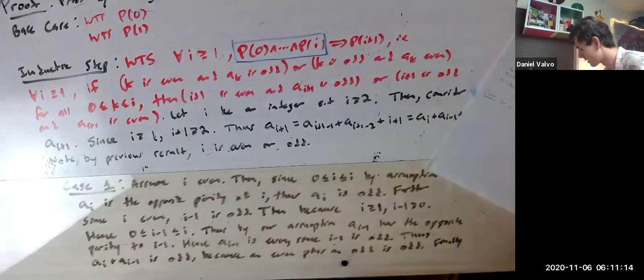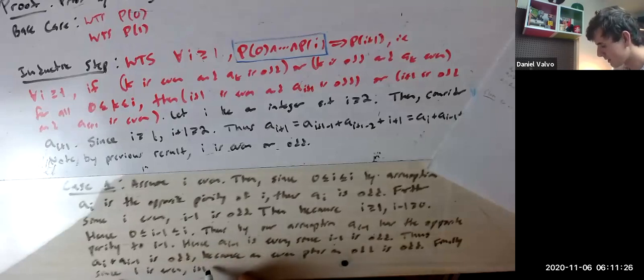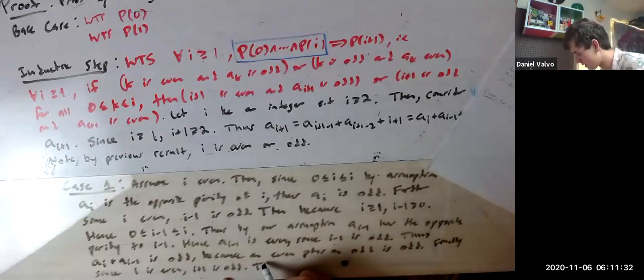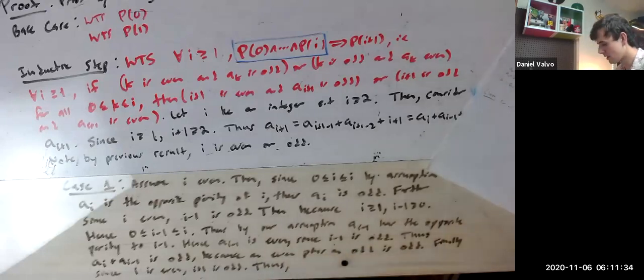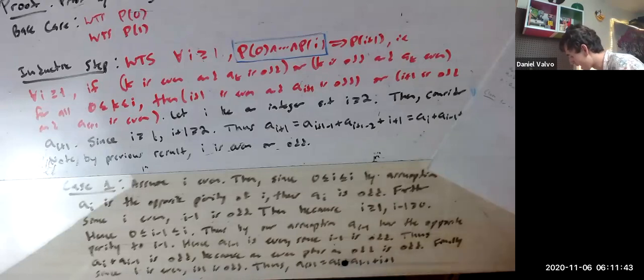Finally, since i is even, i plus 1 is odd. Thus, a_{i+1}, which equals a_i plus a_{i-1} plus i plus 1, will be an odd plus an odd, which will be even.